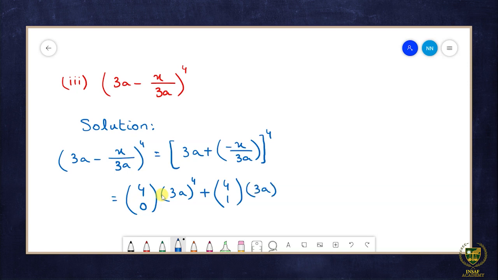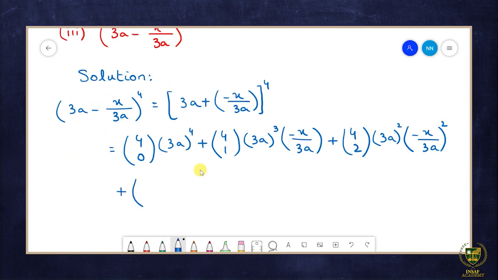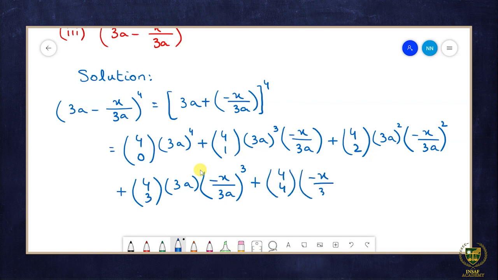into 3a raised to the power 3 into minus x over 3a plus 4c2 into 3a raised to the power 2 into minus x over 3a raised to the power 2 plus 4c3 into 3a into minus x over 3a raised to the power 3 plus 4c4 into minus x over 3a raised to the power 4.